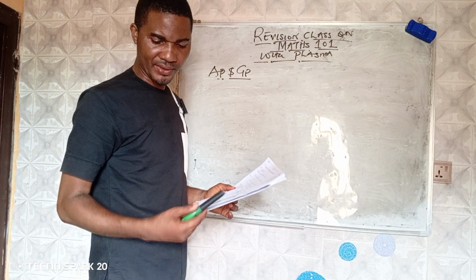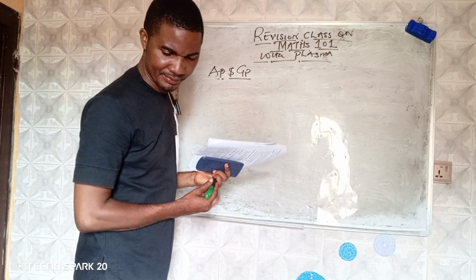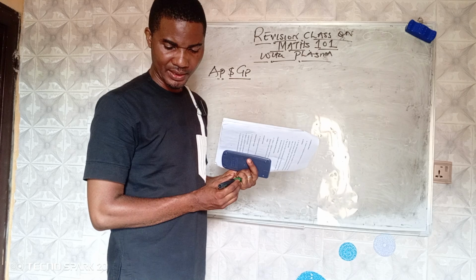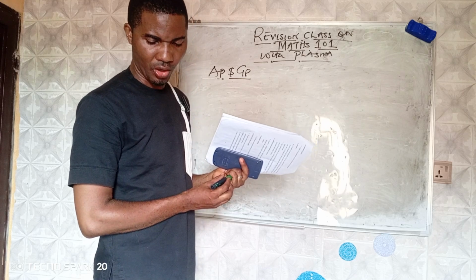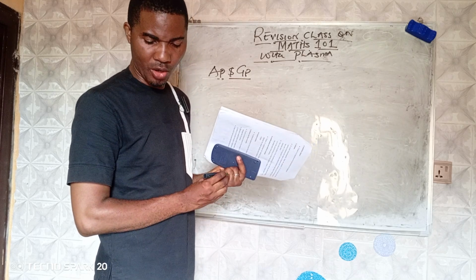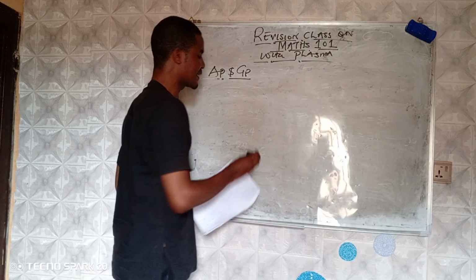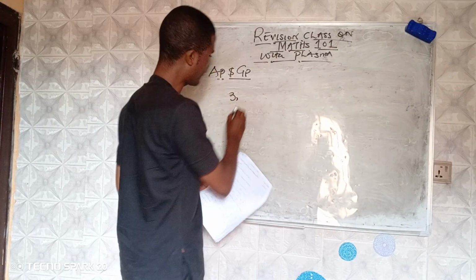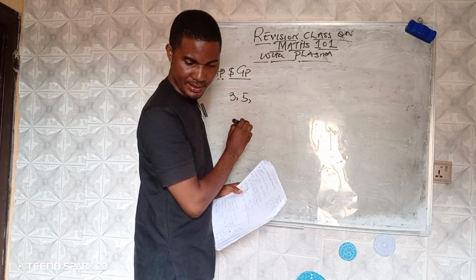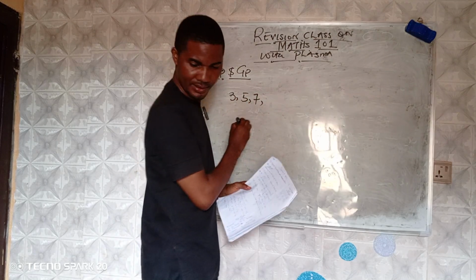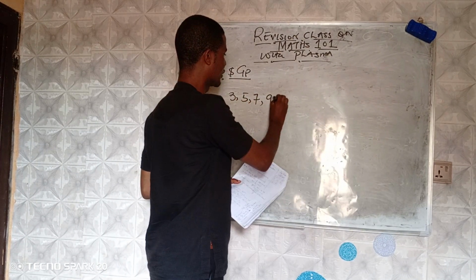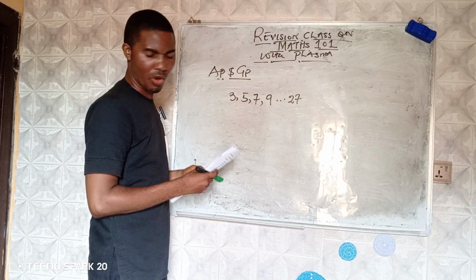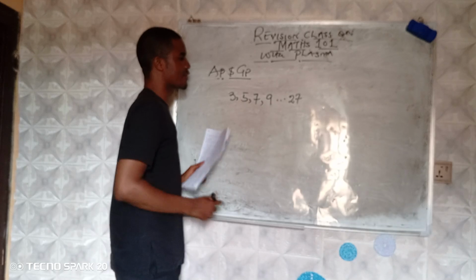Find the number of terms. Okay, look at this. Find the sum of the sequence below. I have 3, 5, 7, 9, up to 27. They say find the sum of the sequence. We want to find the sum of this sequence.